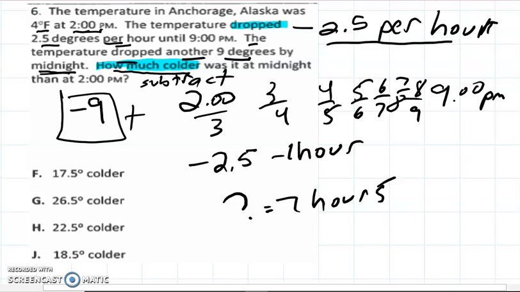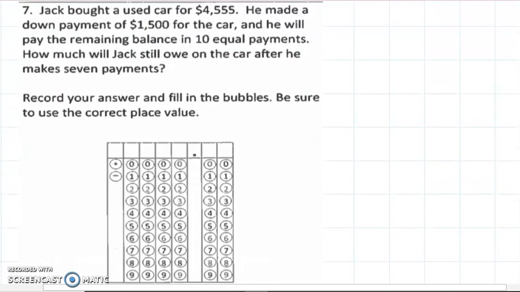Okay, number 7. Jack bought a used car for $4,555. He made a down payment of $1,500 for the car, and he will pay the remaining balance in 10 equal payments. How much will Jack still owe on the car after he makes 7 payments? Record your answer and fill in the bubbles. Be sure to use the correct place value.